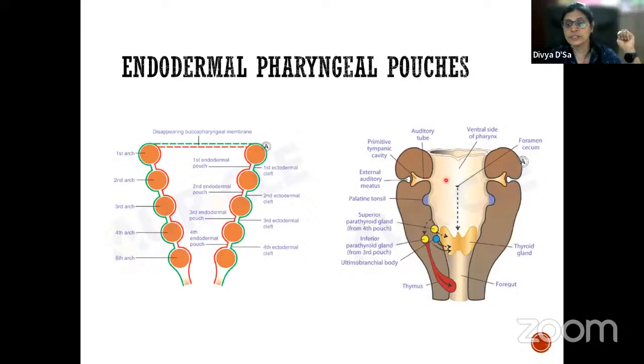Okay, so now this is the pharynx. In relation to the first cleft, we have the first pouch here. What happens is the proximal portion is narrowed, whereas the distal portion, the dorsal part of it, will dilate. Okay, it will expand, it will form a cavity which is called the primitive tympanic cavity. So primitive tympanic cavity is nothing but the middle ear cavity, and this is the auditory tube.